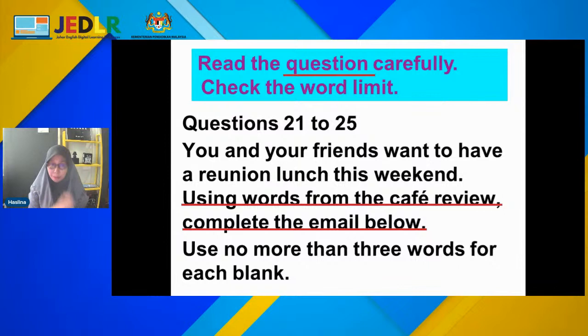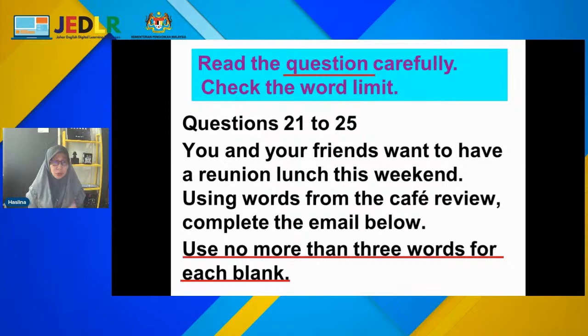Next, so we know the question. Where is the instruction? Usually at the very bottom: use no more than 3 words for each blank. This one is very important, because sometimes when you miss it, you will give more than 3 words. You will answer with 4 words because you do not read carefully. So make sure you read carefully. Alright? Okay, next.